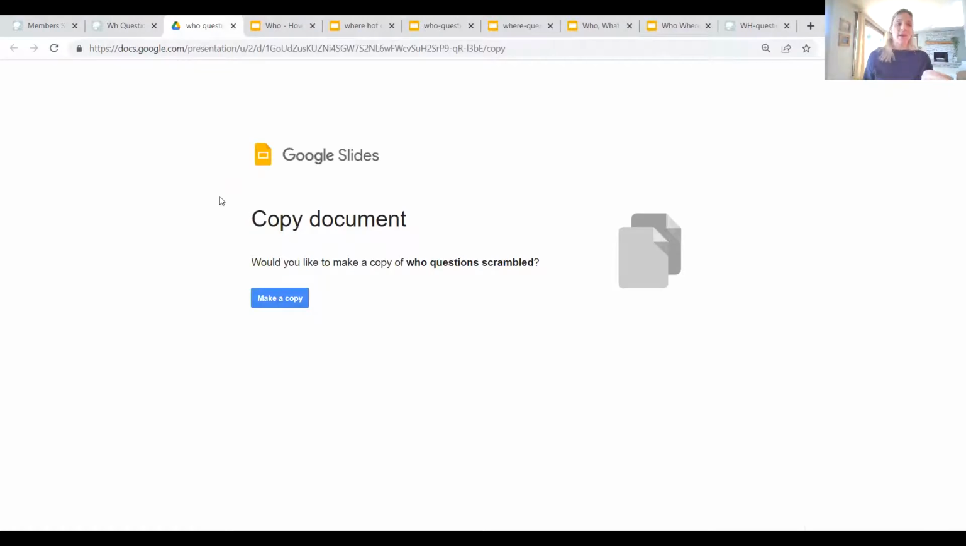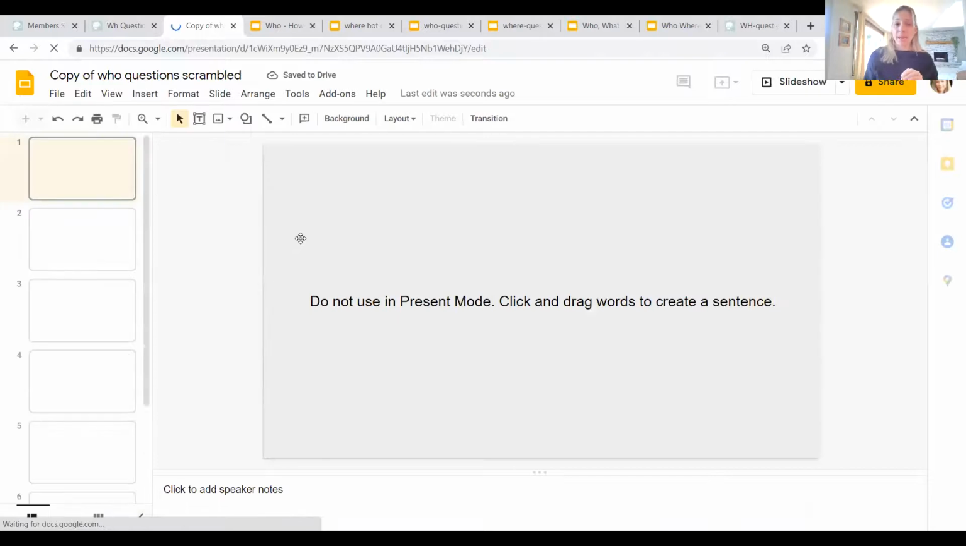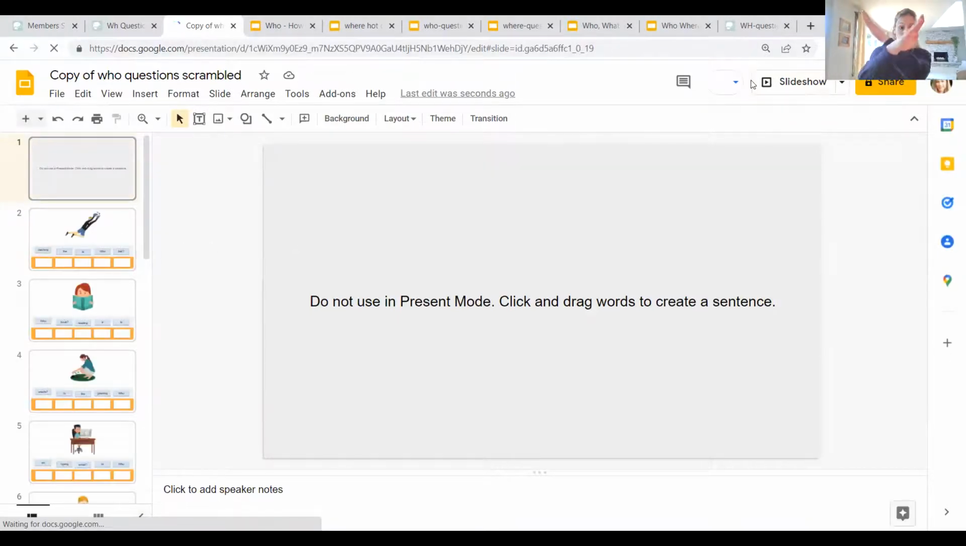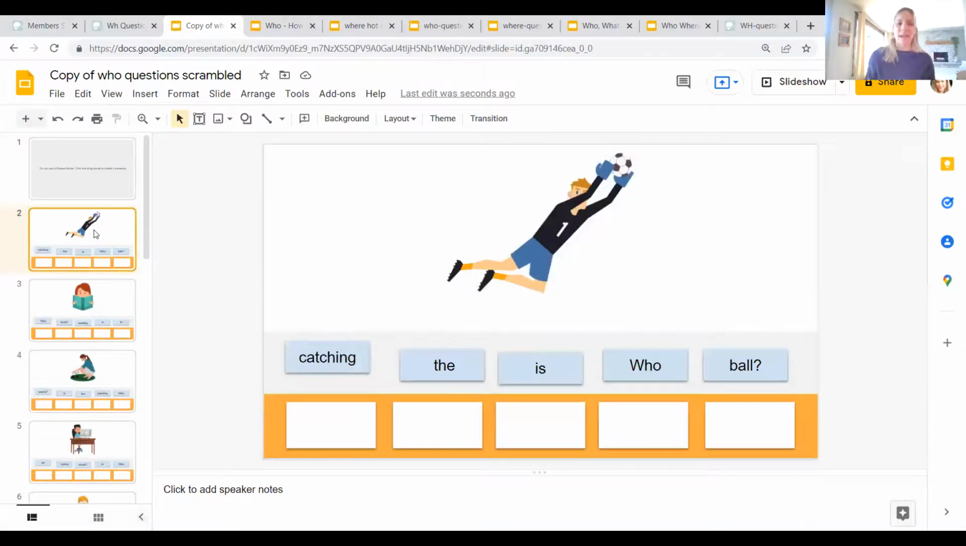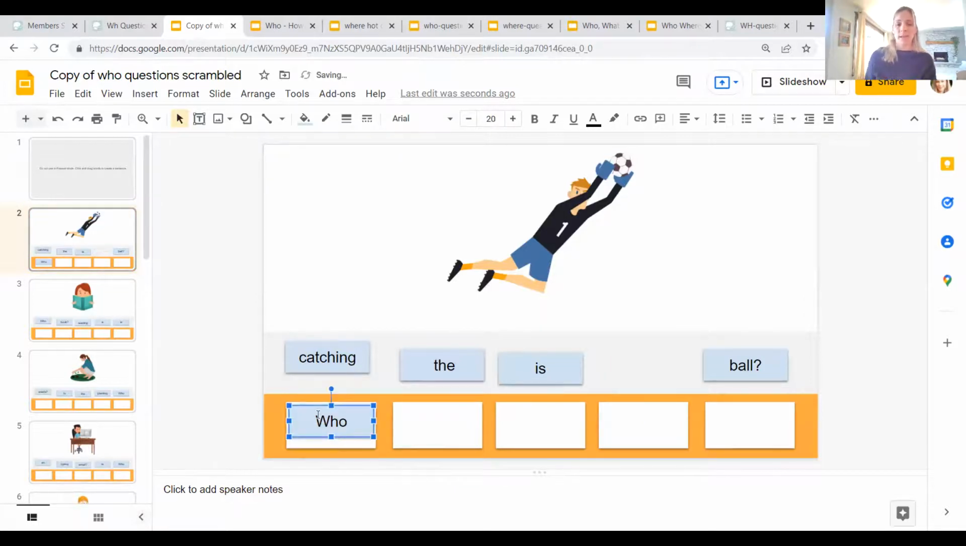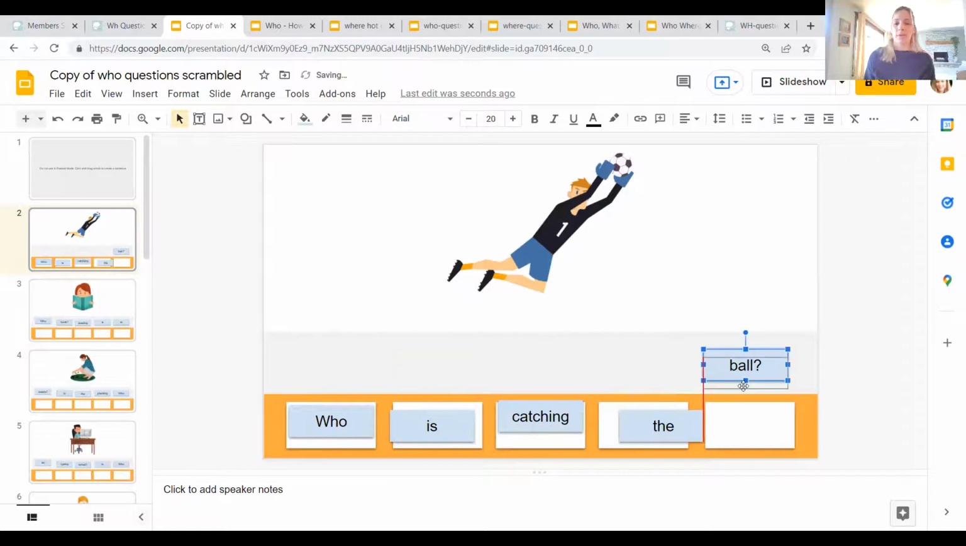So when you click on it, you're going to get this thing here that says make a copy. You have to make a copy because this has to be used in edit mode. And what I mean by that is you do not click slideshow. You have to stay in edit mode, and you can use these words and unscramble them to write a sentence. So you have a boy catching a ball, or a soccer player catching a ball, and the children are challenged with creating the sentence. Who is catching the ball? As they go through and answer the question, you can drag the answer to blank spaces. They can practice reading it, and then they can practice answering it if they want to.